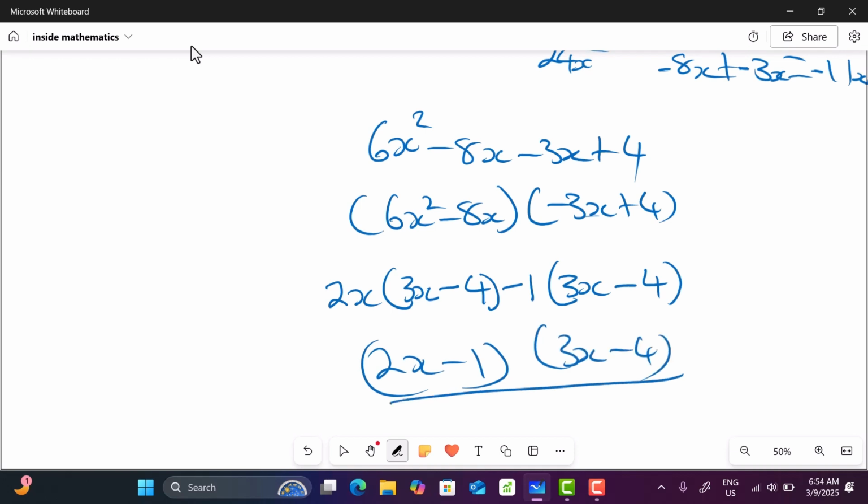So this is all for splitting the middle term. Nothing new, nothing less. That's how we do when we are solving by splitting the middle term. I think this is all for this method of splitting the middle term.